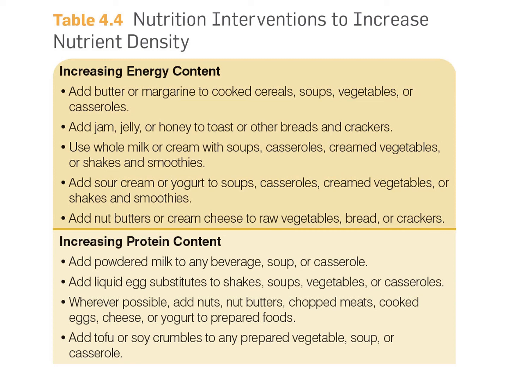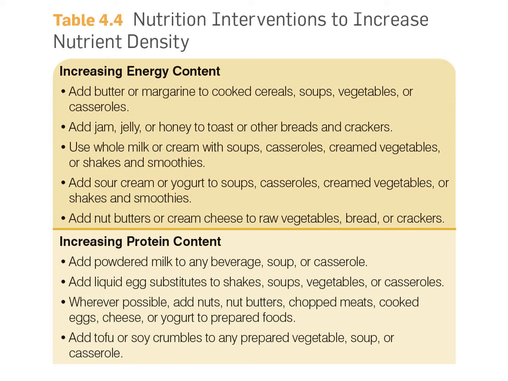We can increase calories with food. So for example, butter. We can put butter on everything. You got bread, double butter. And if you think vegetables taste good, wait till I melt some butter over those peas. We can add extra jam and jelly. We can use whole milk instead of low-fat milk in vegetables, so creamed vegetables, soups, casseroles, etc. Adding sour cream or yogurt again. Nut butters or cream cheese to again increase intake with snacks.